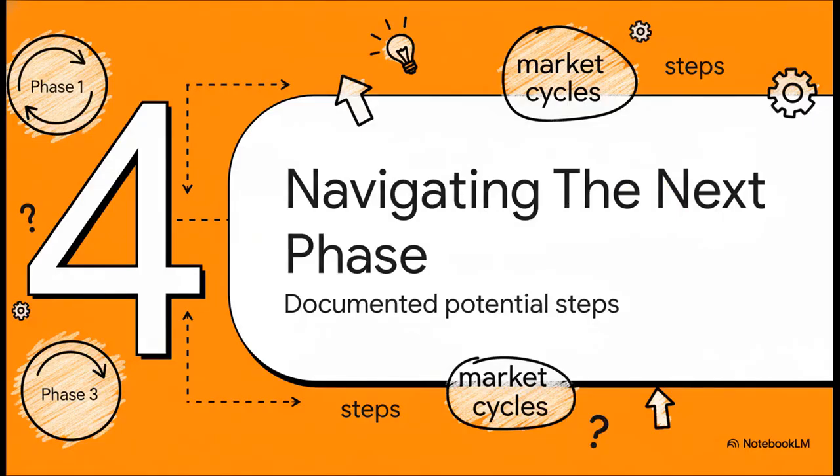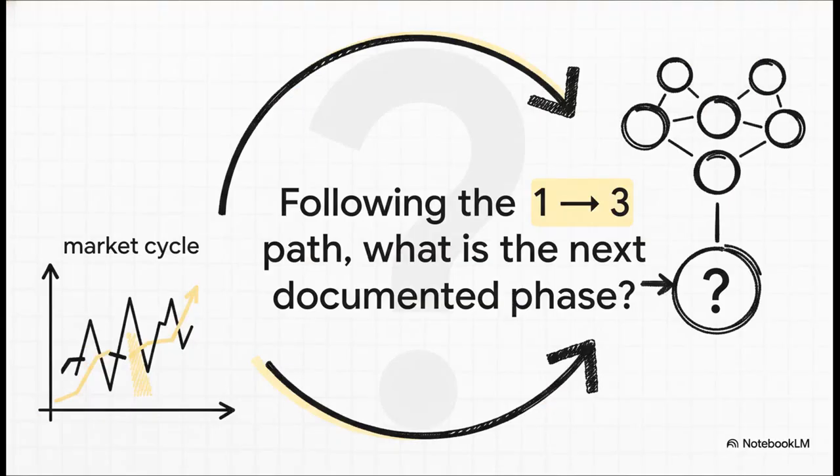So, with phase 1 and phase 3 now documented, you're probably wondering, what happens next? Let's take a look at what the model's documentation outlines as the potential next steps for this specific path. This cycle is a great example because it followed what's called a 1 to 3 path. So the question becomes, what does the model's documentation say is the next phase in this kind of sequence?